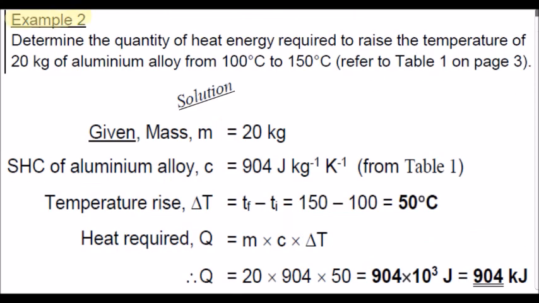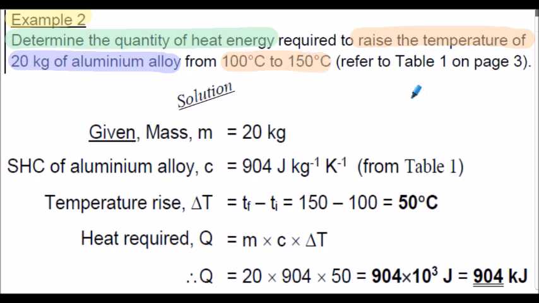Example 2, we're asked to determine the quantity of heat energy, that will be symbol Q, to raise the temperature of 20 kilograms of aluminium alloy from 100 degrees C to 150 degrees C. It's suggested to refer to table 1 for appropriate values. In other words, to find the specific heat capacity in this case. So from the question, the mass of the aluminium alloy M is 20 kilograms. From table 1, the specific heat capacity for aluminium alloy C is 904 joules per kilogram per K.